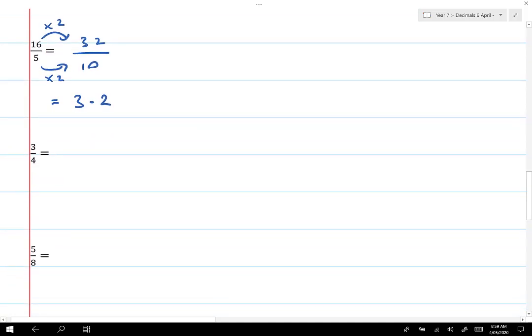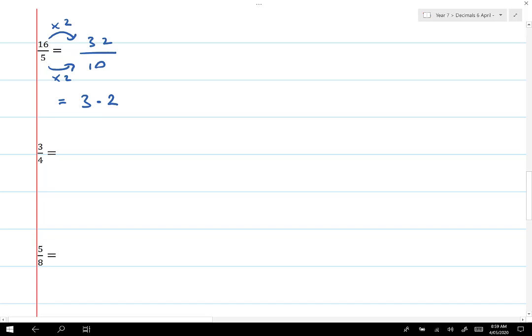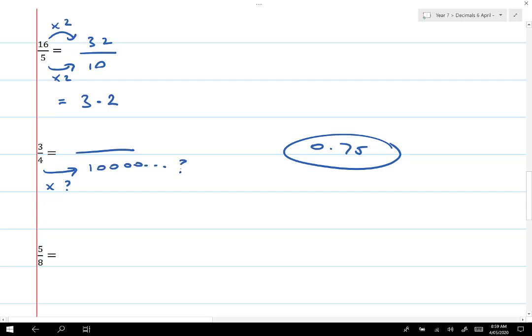Next one, 3/4. Hopefully you know 3/4 is 0.75, right? Hopefully you know that. But what do I multiply 4 by to get a 1 with some zeros? And again, you just need to know basically that 4 lots of 25, you need to be able to spot the pattern. 4 lots of 25 is 100.